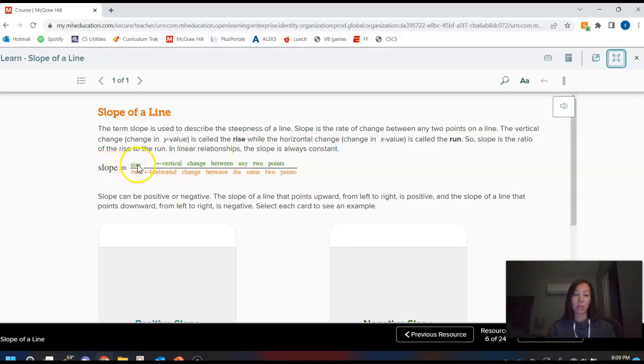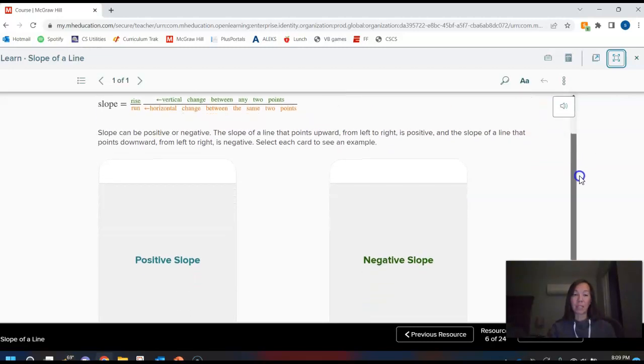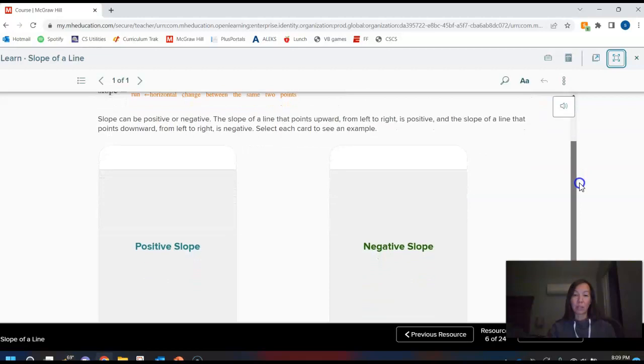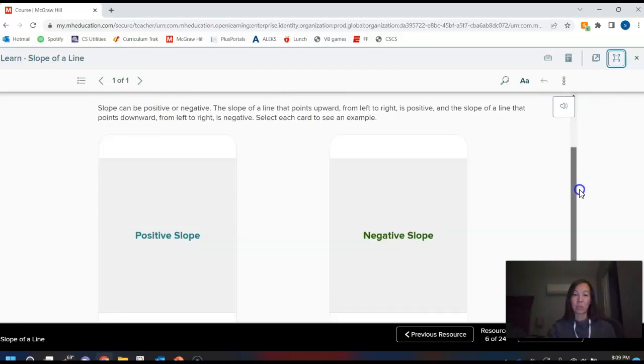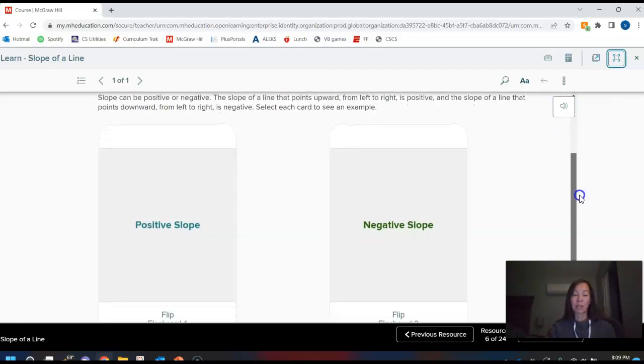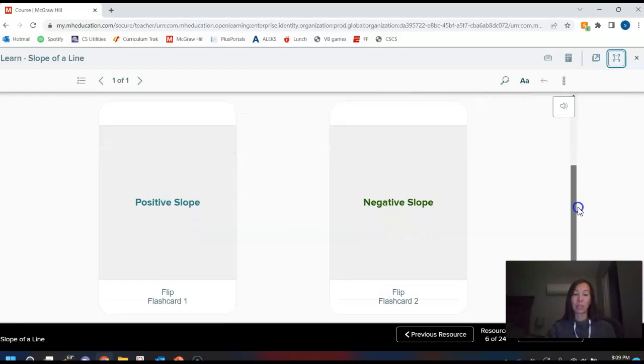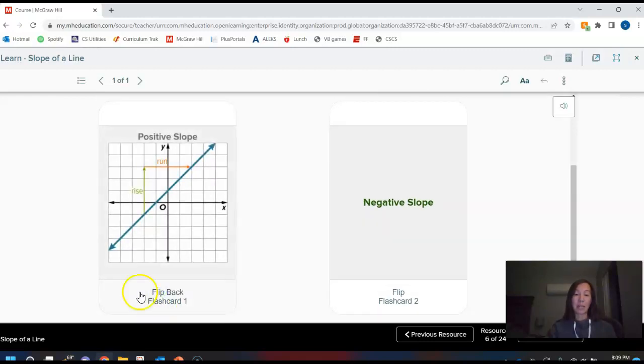So slope you can think of as rise over run, which is the vertical change, how far up or down you go between points, over how far left or right you go between points. Slope can be positive or negative. So a line that goes upward from left to right is positive, and a line that goes downward from left to right is negative. So lines that have a positive slope will always go in this direction.